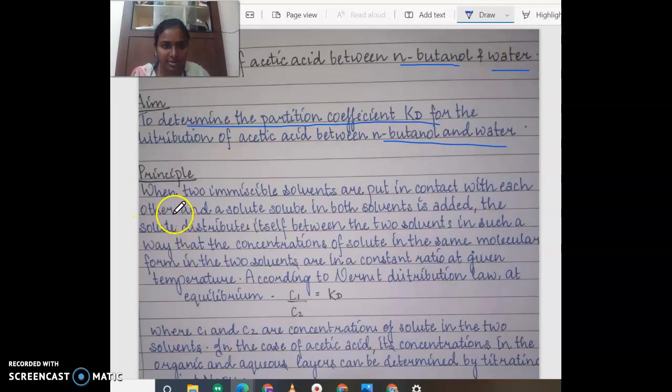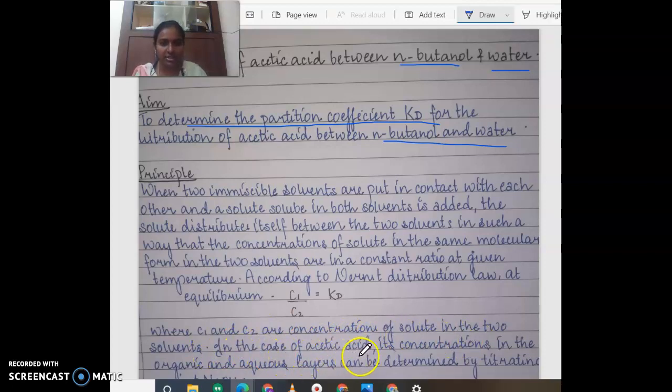What is the principle in this? When two immiscible solvents are put in contact with each other and a solute soluble in both the solvents is added, the solute distributes itself between the two solvents in such a way that the concentration of the solute in the same molecular form in the two solvents is in a constant ratio at a given temperature. According to Nernst distribution law, at equilibrium, C1 by C2, the concentration in one layer by the concentration in another layer, is equal to the distribution constant Kd, where C1 and C2 are the concentrations of solute in the two solvents.